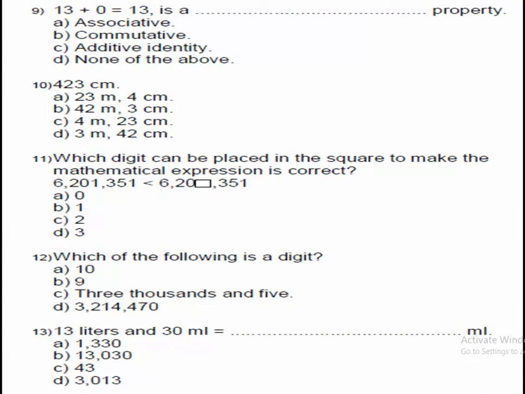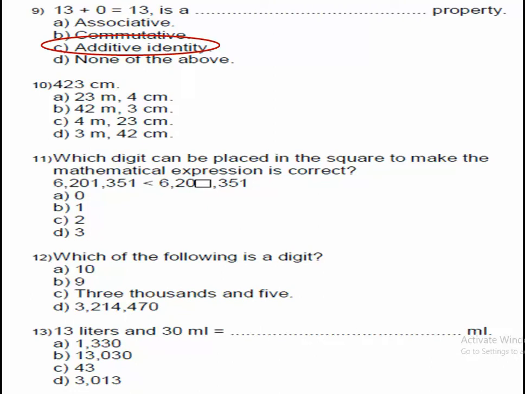13 plus 0 equals 13. We know that when we add 0 to any number, it never changes the answer. So 13 plus 0 equals 13. It's the additive identity element, or sometimes we call it the neutral element.